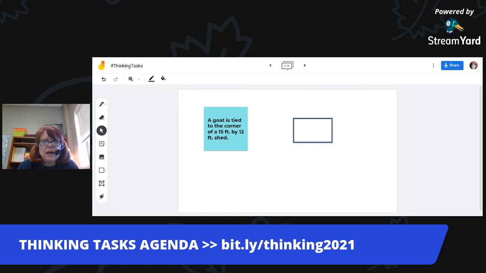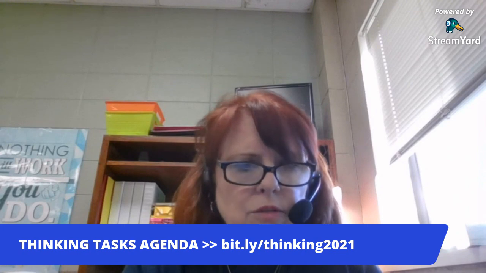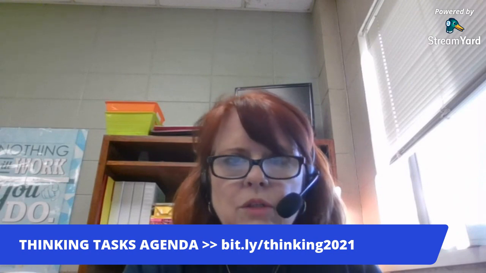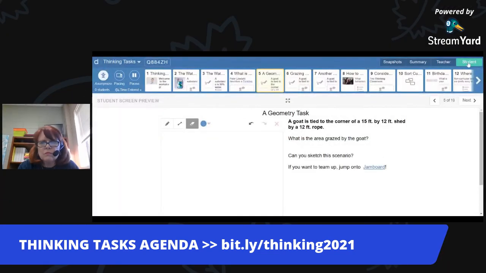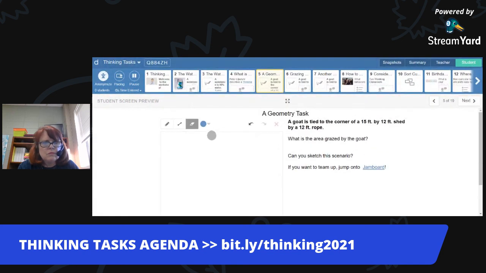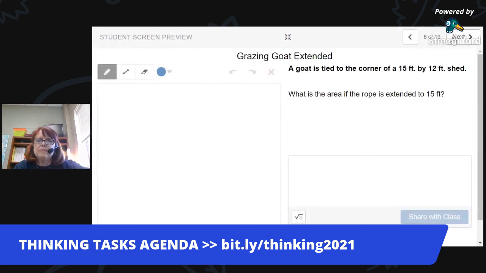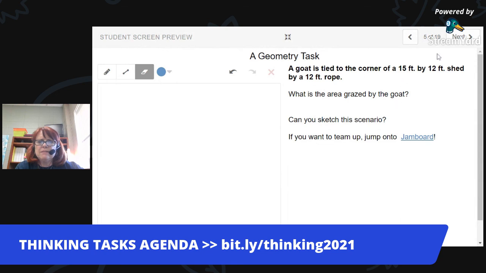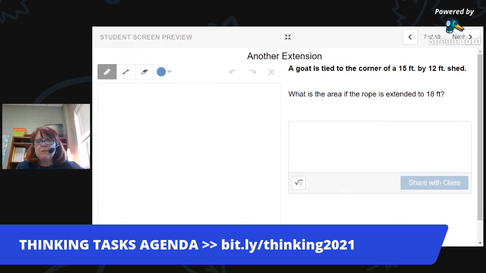And then I took that same task. If you go back to slide 6, and I'm going to do screen share again. Okay, so this task, the goat task, once you're finished with it, I've extended this by extending the rope. So what if the rope was extended to 15 feet? How would that affect this task? You could expand your drawing or make a new one. And what would happen if the rope is extended to 18 feet? Now I'm giving specific numbers.